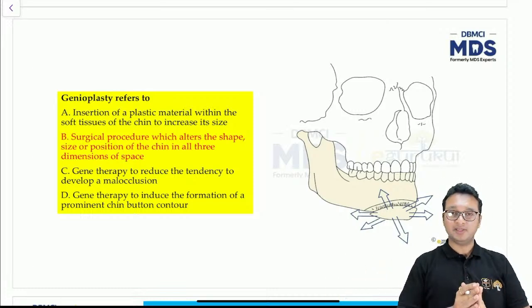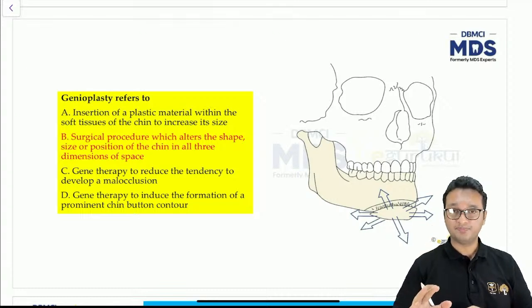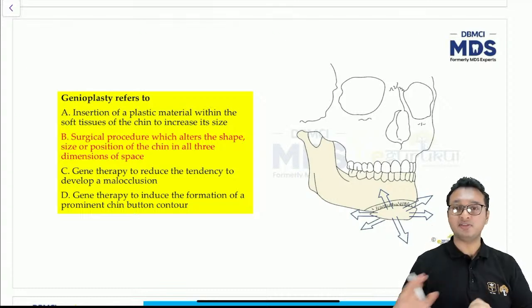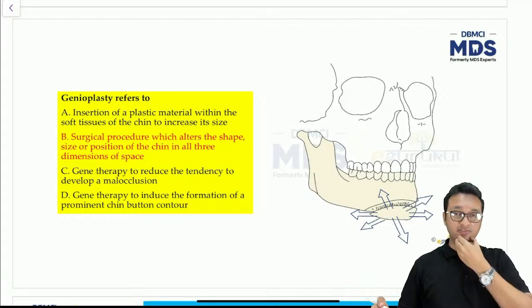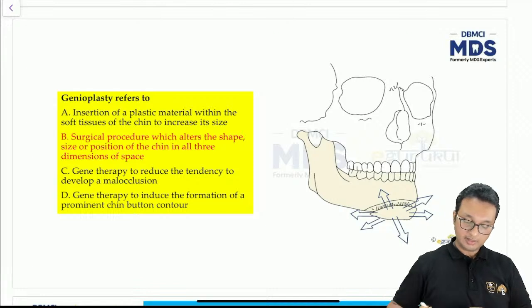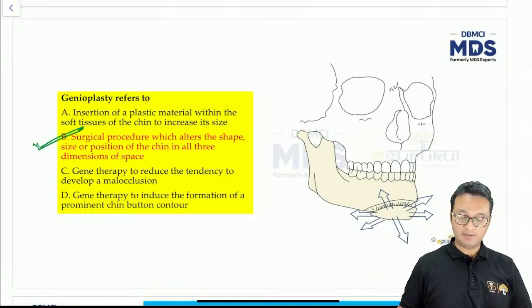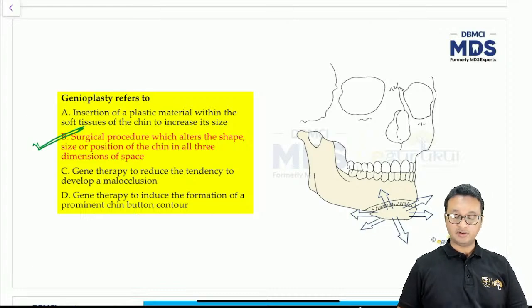Genioplasty, gene therapy. Sounds similar, no? But you don't have to get confused. You have to remember what genioplasty is. Genio means related to the chin. It has got nothing to do with gene therapy. So option B, a surgical procedure which alters the shape, size or position of the chin in all three dimensions of space, is the correct answer.